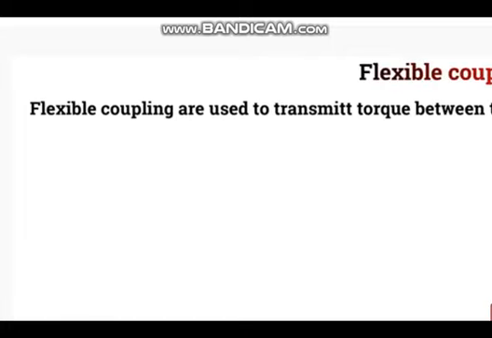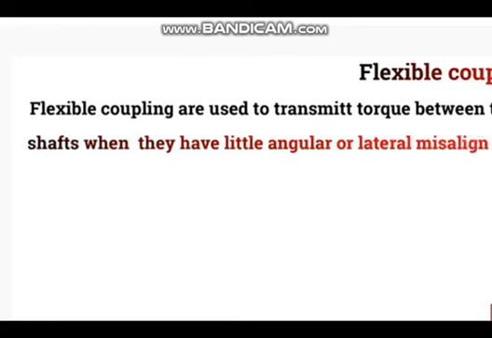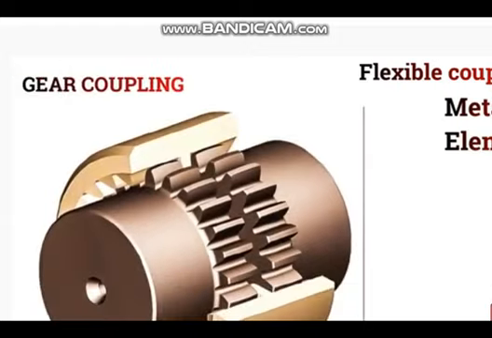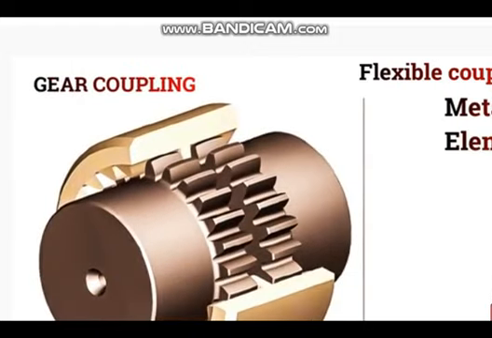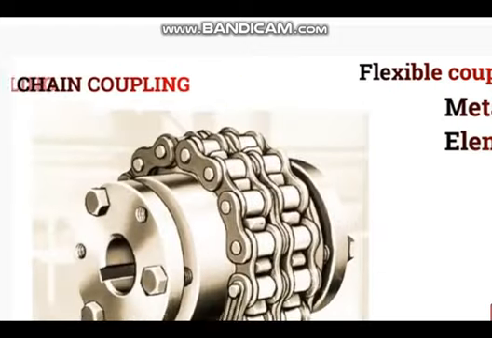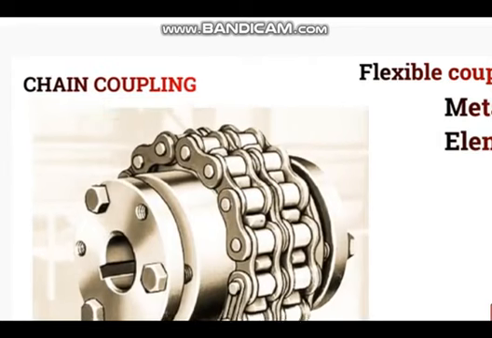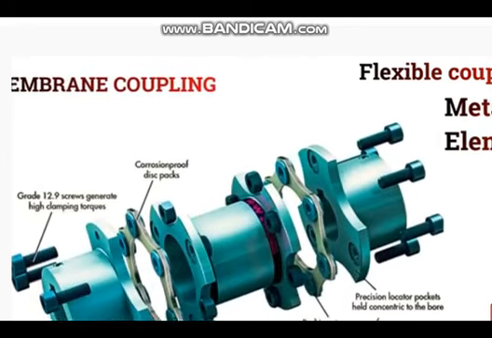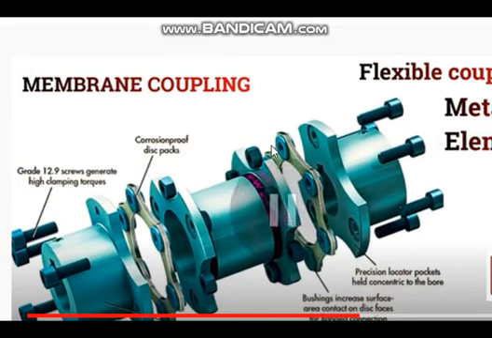Okay, and then the flexible coupling. Flexible couplings are used to transmit torque between two shafts when they have little angular or lateral misalignment. You see, this is a gear coupling. This is one type of flexible coupling. This is a chain coupling. All these couplings we are not going to see at this level. This is some membrane coupling. This is all for you; we will not be studying it.